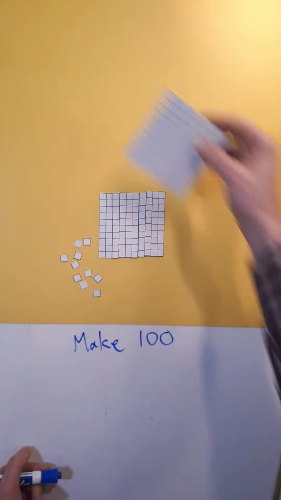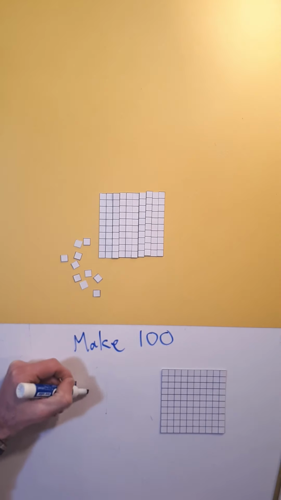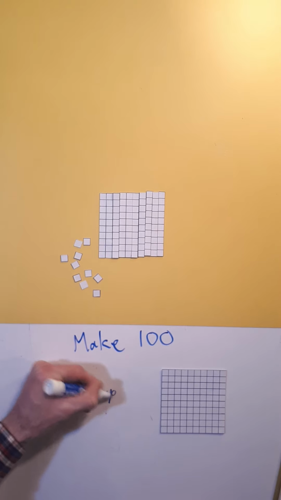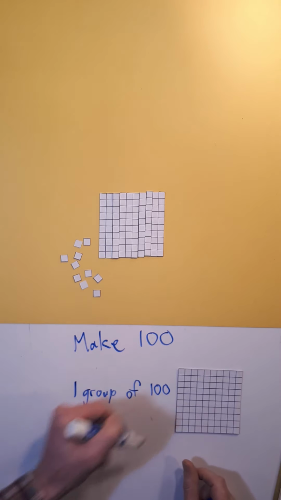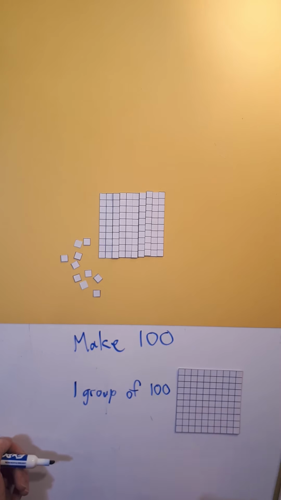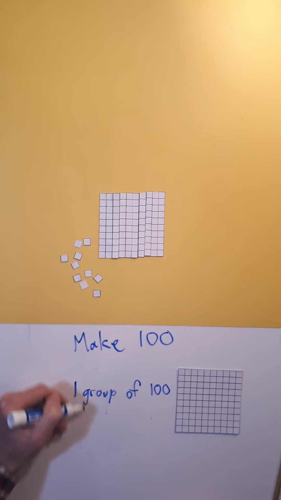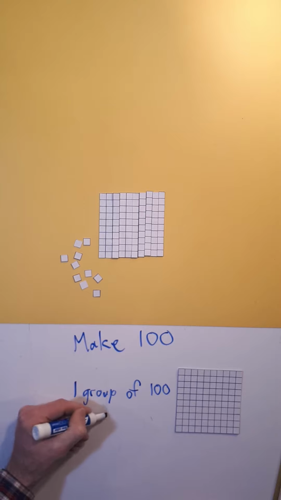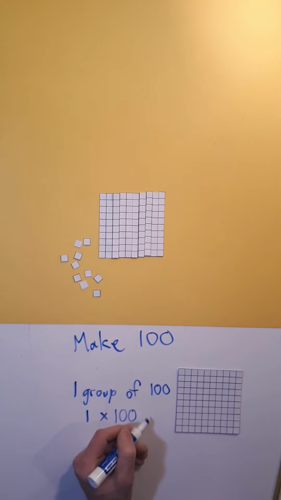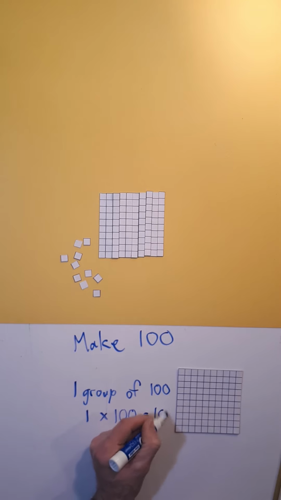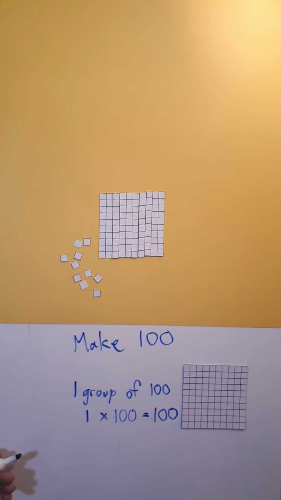How would we write it? This one, we are going to say one group of 100, because we've got one group there, and we can also write that like this. 1 multiplied by 100. And, of course, that's going to equal 100. Okay, so we've got one group of 100.